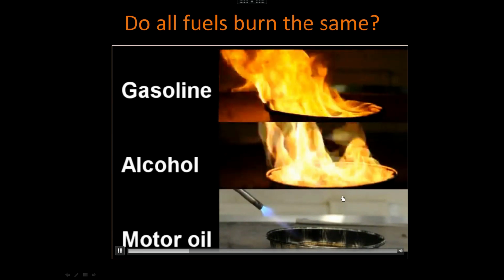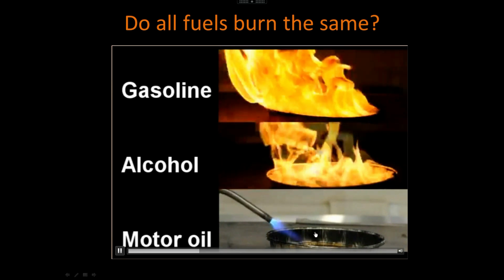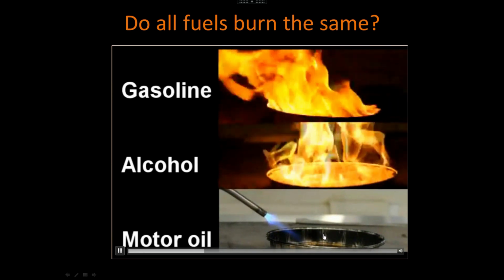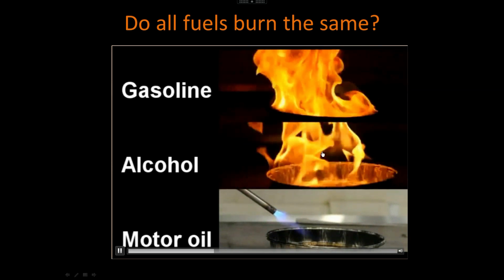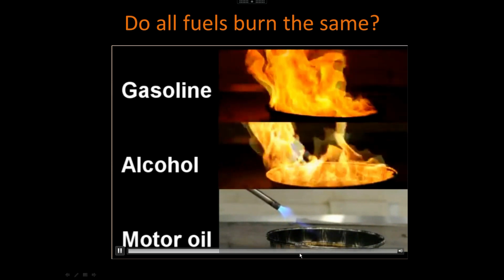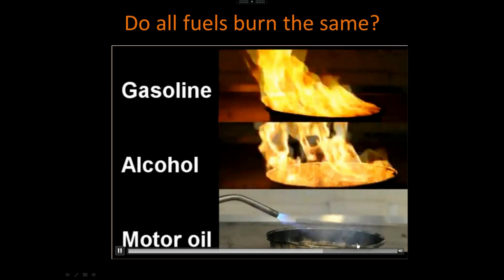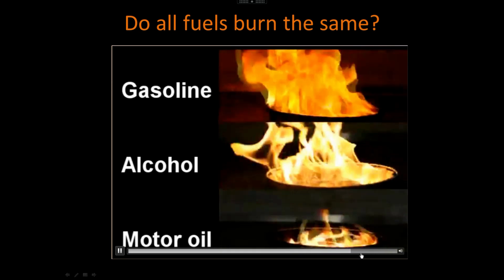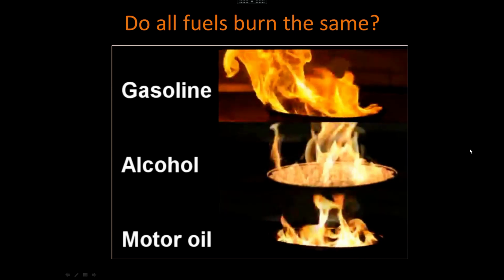Now they don't all burn the same. Motor oil is surprisingly difficult to light on fire. Diesel, that is, surprisingly difficult to light on fire. The others light on fire very easily. You can see them burning with a yellow flame here. When the motor oil or diesel eventually catches fire, you can see some sort of smoke coming off there first, and then it burns with a more sort of dark, sooty flame.